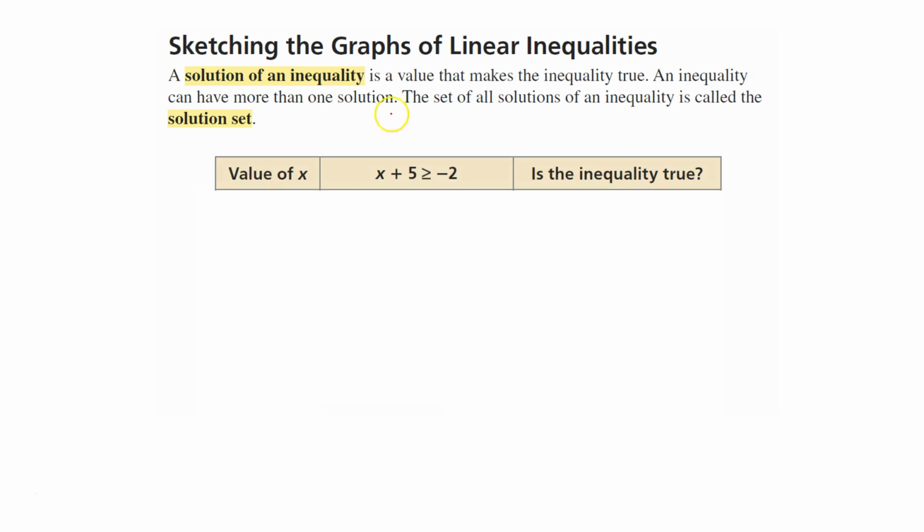So we're gonna test some x values on this inequality and find out if they're solutions by determining if the inequality becomes true once we put that x value in. Notice we can't say if this is true or false until we put an x value in there. So let's start with the x value -6. I'm going to plug -6 in for x. So -6 plus 5, is that greater than or equal to -2? Let's see, -6 plus 5 is -1. Is -1 greater than or equal to -2?